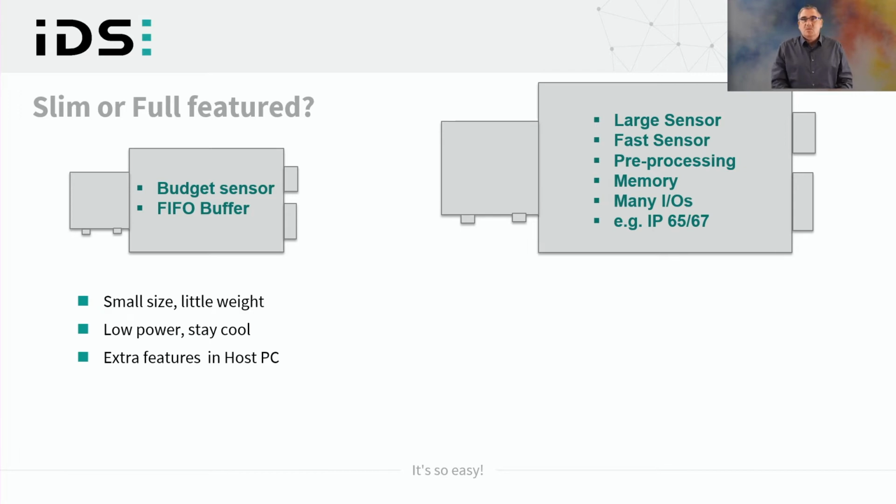Slim cameras are small and have little weight. Due to basic electronic components, the power consumption is not that much. The camera stays pretty cool. Think of an application in the field of biological research where the camera would heat up and could kill cells.